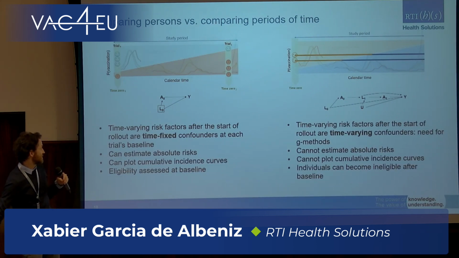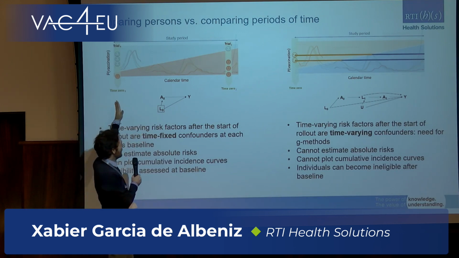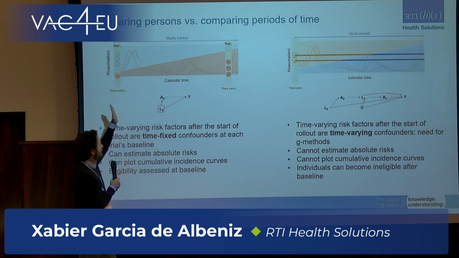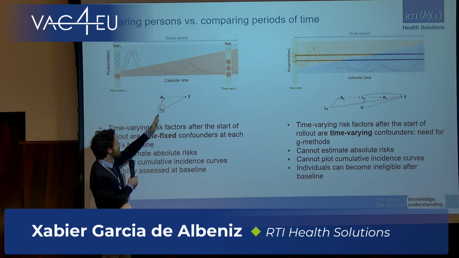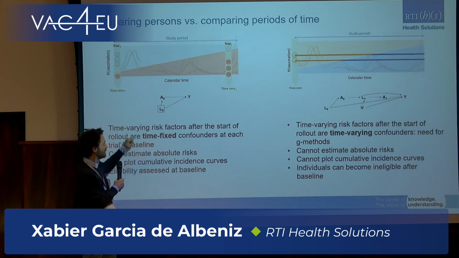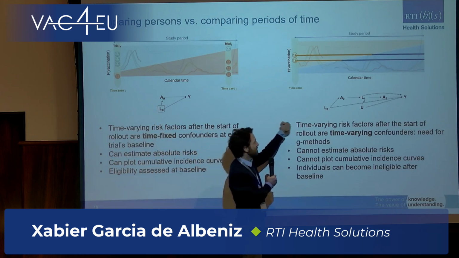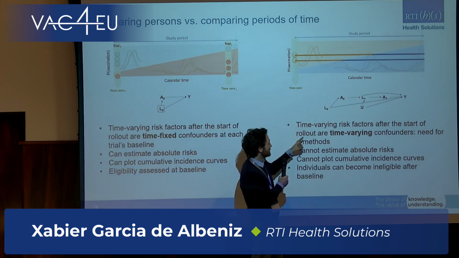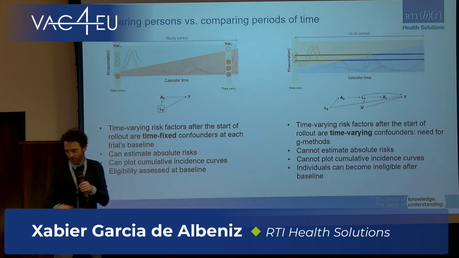And this is a summary of what we just said. You have two options. You can emulate a sequence of trials, and at every time zero, time-varying factors are extracted, so they turn into time-fixed confounders at the beginning of each trial, as opposed to this scenario where time-varying factors are time-varying confounders, and you need to use more complex methods.